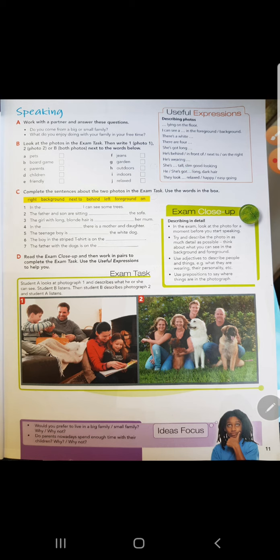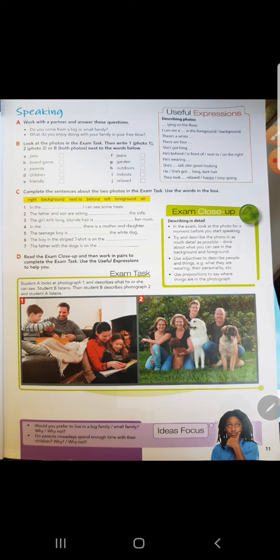She's tall, slim, good looking. He's got long or dark hair. They look relaxed, happy, easygoing. So this is your opinion in this photo. As you see here, we have 2 pictures. Picture number 1 and picture number 2. We can describe picture number 1 and also picture number 2. So let's read the exercises and describe the photos.